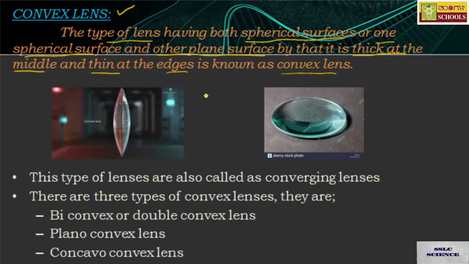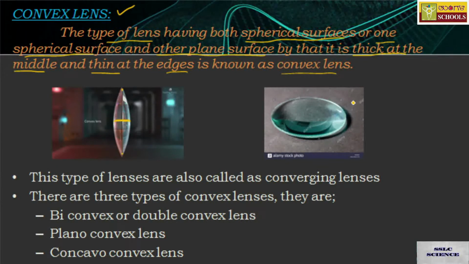Remember, we have three different types of convex lens, which I am going to discuss shortly. Here I am defining the convex lens as a type of lens having both spherical sides, or one spherical side and the other surface plane. So that is taken as a convex lens. By that, one gets thick in the middle and thin at the edges. It is thick in comparison with these two points. This type of lens is known as a convex lens.